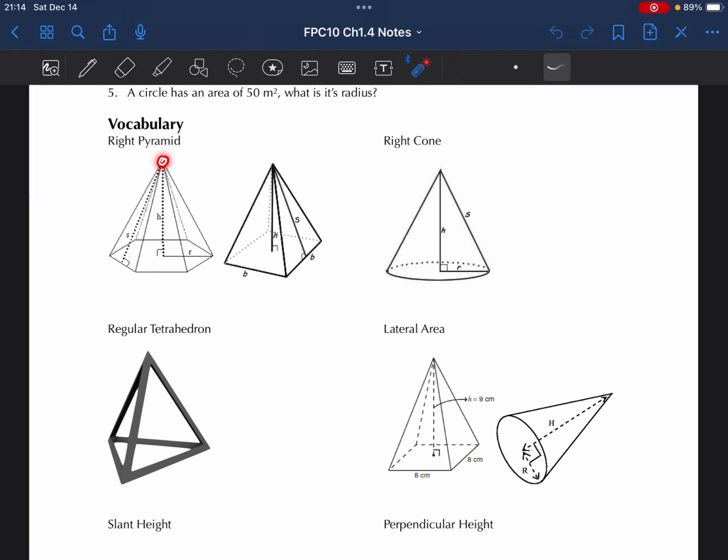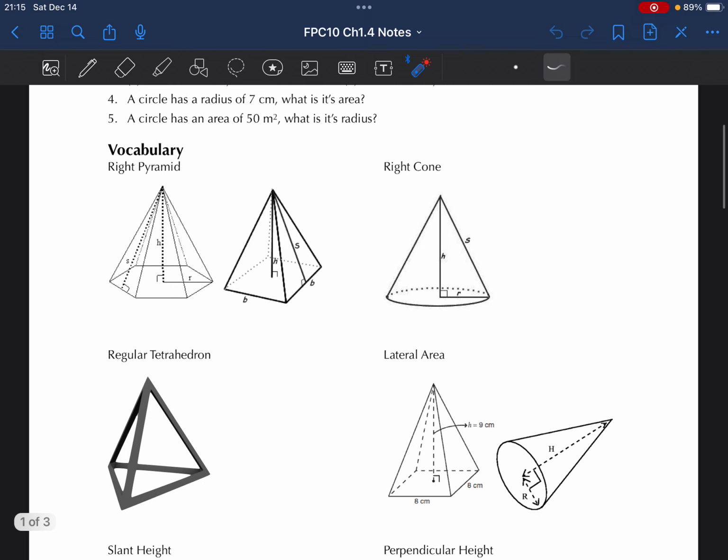And pyramids come to points, and we name the pyramids based on the shape of the base of the pyramid. So this would be a hexagonal pyramid, whereas this one would be a square-based pyramid. A cone comes to a point as well, just like a pyramid, but it has a circular base, like this.